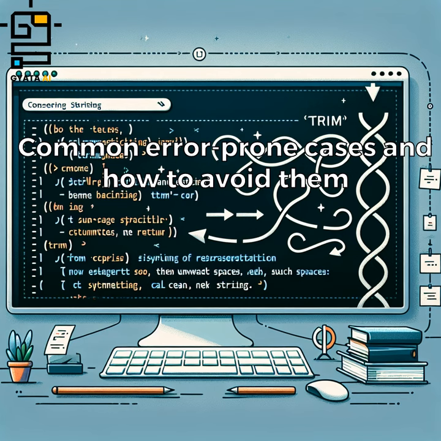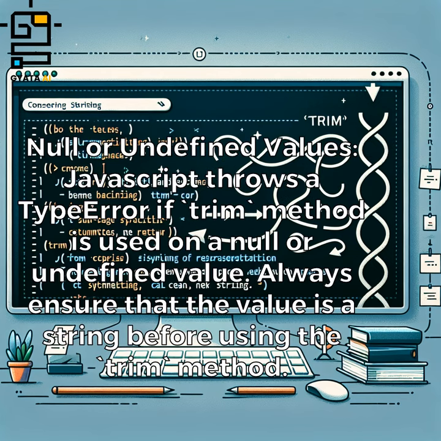Common error-prone cases and how to avoid them. Null or undefined values. JavaScript throws a type error if the trim method is used on a null or undefined value. Always ensure that the value is a string before using the trim method.